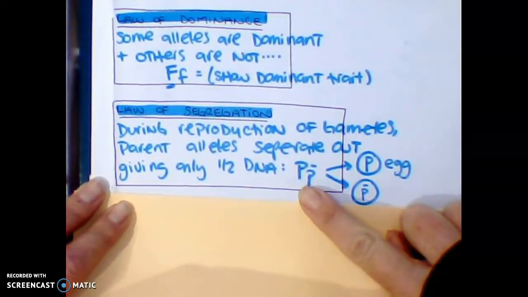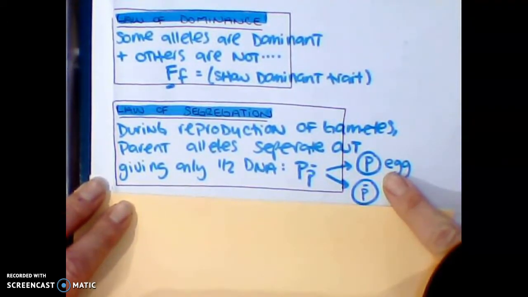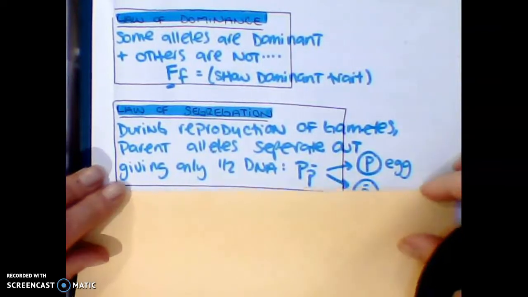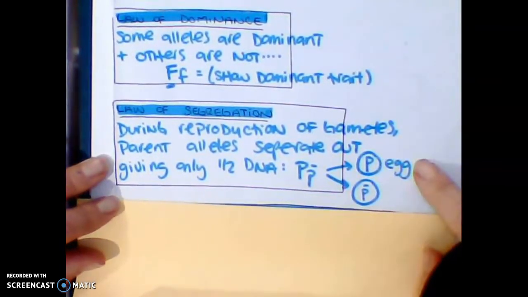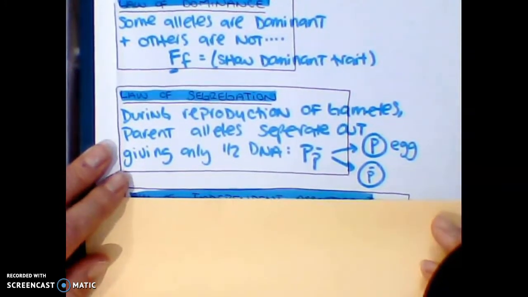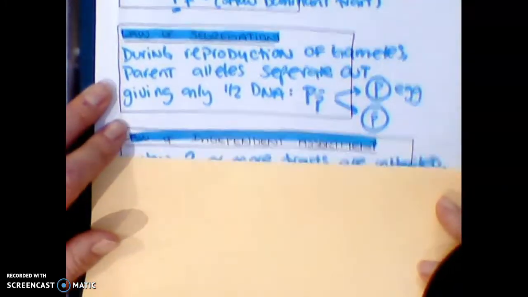So again, during meiosis, we create haploid cells, so when the egg and the sperm connect, we then go back to being a diploid cell. So 23, 23, and eventually a 46. So Mendel was able to say, yeah, that's true.